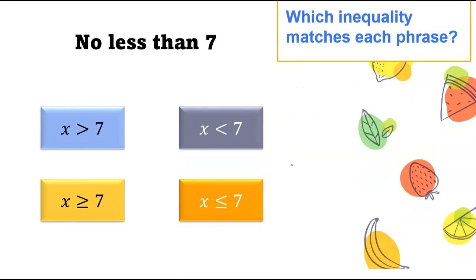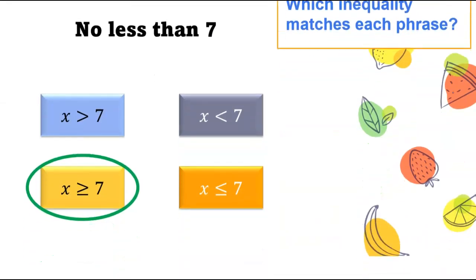Okay, no less than 7. Now we have that no term again. Remember, if we figure out the rest of it, if we figure out less than 7, we need to find the opposite term. So which one shows less than 7? And then go diagonal to find the answer when we say no less than 7. If you chose this one as less than 7, then we go this direction and get no less than 7. No less than 7 is going to be greater than or equal to 7.